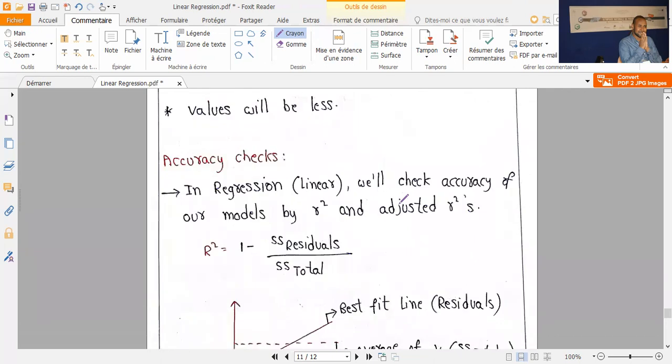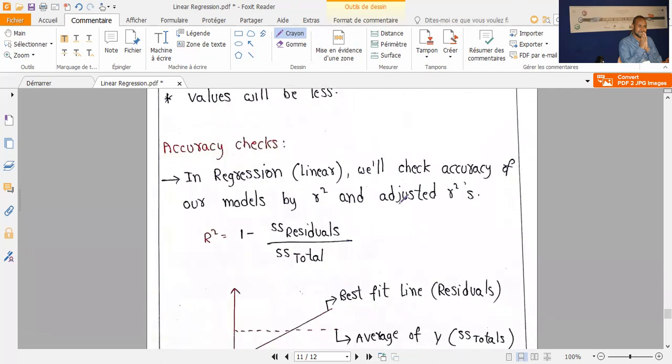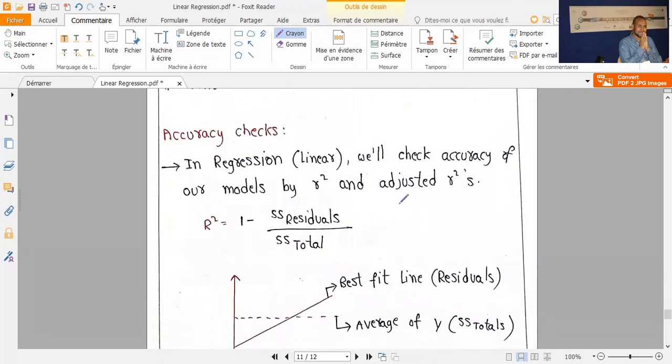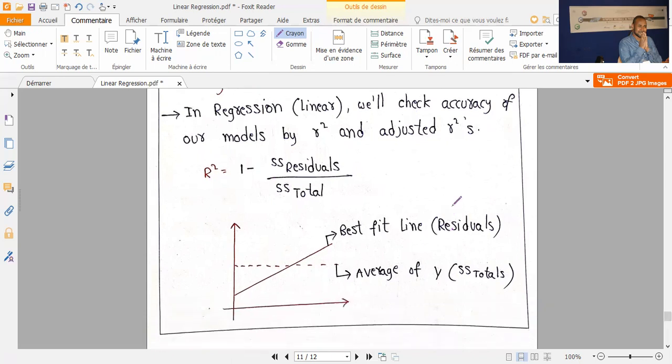Well, to check the accuracy of our models, of course, we have one in linear regression. In linear regression, we check the accuracy of our model by R2 and adjusted R2. So R2, this is the formula: R2 equals 1 minus the residual divided by the total. What is the math behind these things?